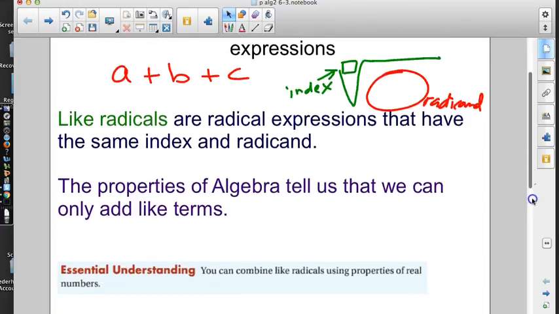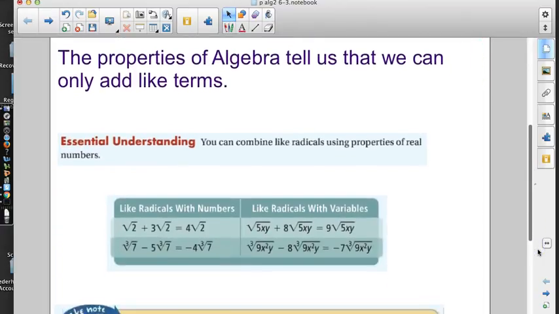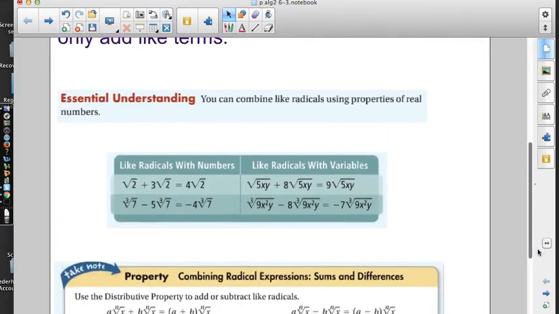Down here it says, the essential understanding is you can combine like radicals using properties of real numbers. If we have the square root of 2 plus 3 square roots of 2, you get 4 square roots of 2. How come? Because there's a little imaginary 1 out front. So 1 square root of 2 plus 3 square roots of 2 equals 4 square roots of 2. It's like saying I have 1 cookie, and now I'm going to get 3 more cookies, and now I have 4 of them. Our label for cookies is the square root of 2.